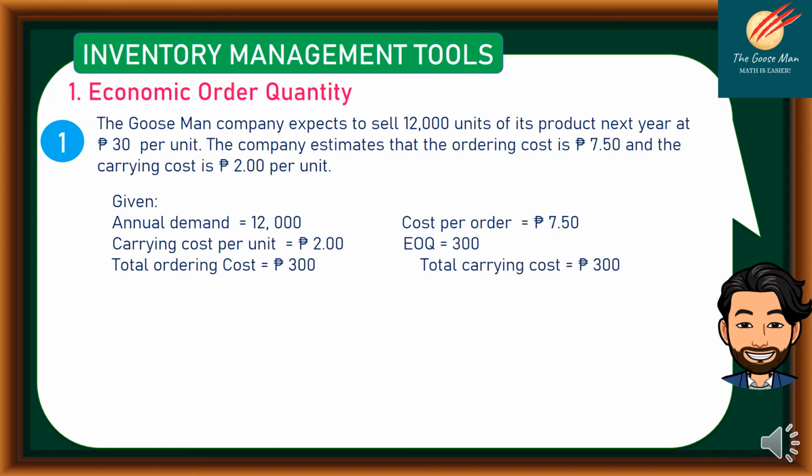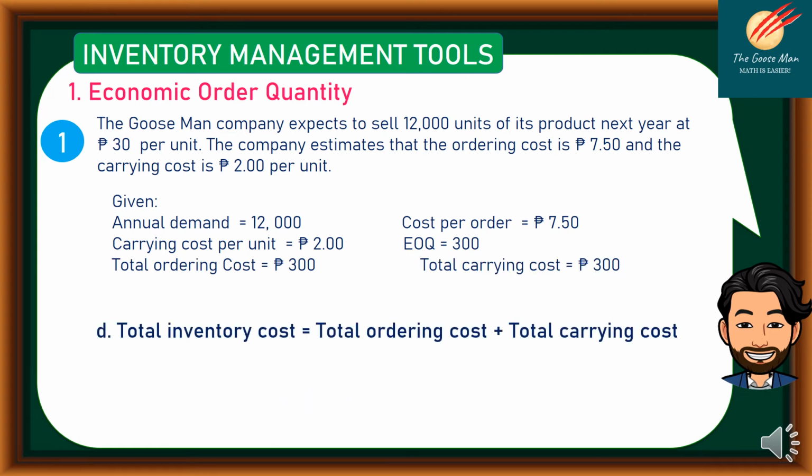Okay, so that is total inventory cost. This is equal to total ordering cost plus total carrying cost. Since we know already our total ordering cost of 300 as well as the total carrying cost, which is also 300 pesos, to find out the total inventory cost, that is 300 plus 300. So this is equal to 600 pesos. Again, this is about economic order quantity under inventory management tool.